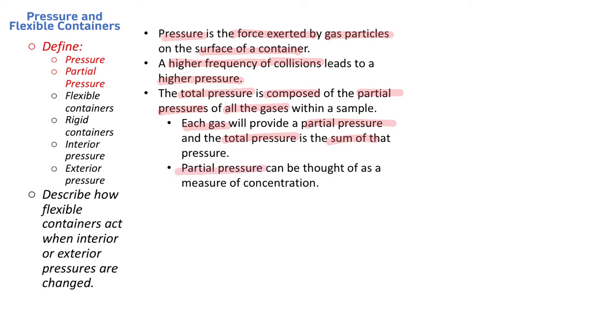Partial pressures can also be thought of as a measure of concentration. So if the nitrogen gas is 200 kilopascals and the oxygen gas is 100 kilopascals, then we would say that the concentration of the nitrogen gas particles would be double the oxygen concentration. But that's just a couple of definitions.